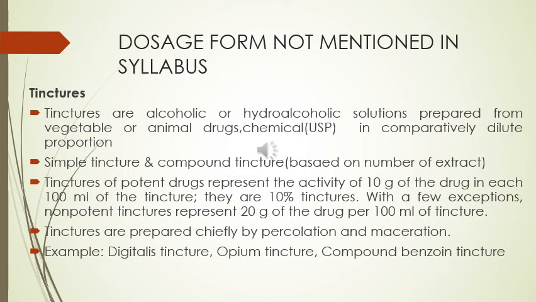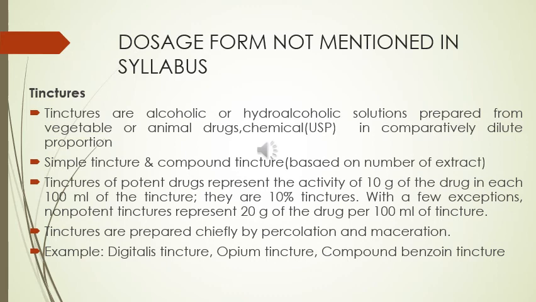The chemical source is not included, but USP includes drugs which are obtained from a chemical source also. These drugs are present in a very dilute proportion, depending upon the number of extracts in the tincture, that is, either it is a single extract or a mixture. Depending upon that, they are classified as simple tincture and compound tincture.